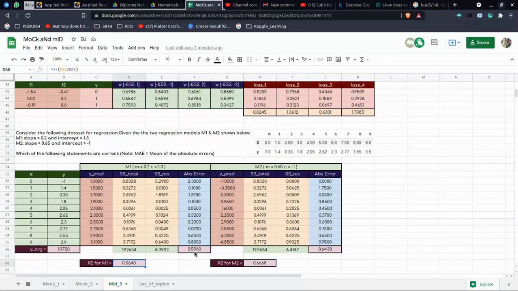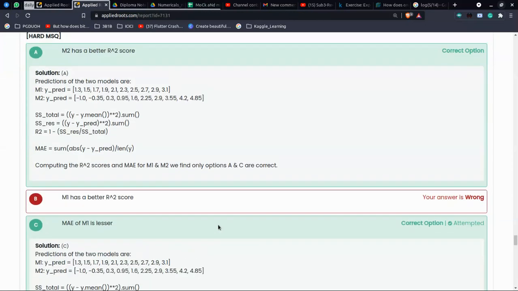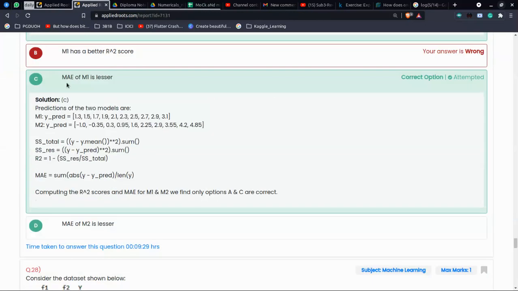So I just calculated this absolute error, and I said okay, this model is worse, it is making higher absolute error. So R2 would be bad also, so M1 is better. I went with that intuition, and I got it completely wrong. M2 has a better R2 score, and the MAE of M1 is lesser.